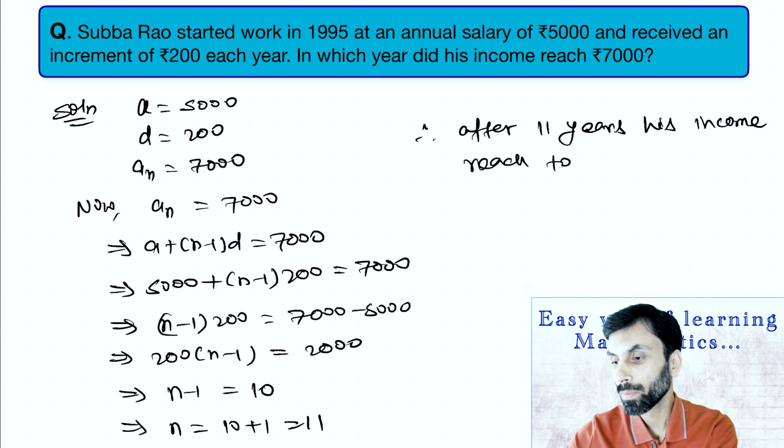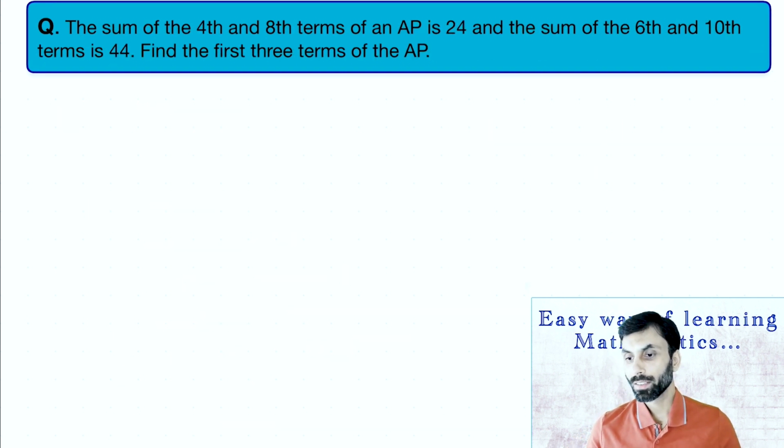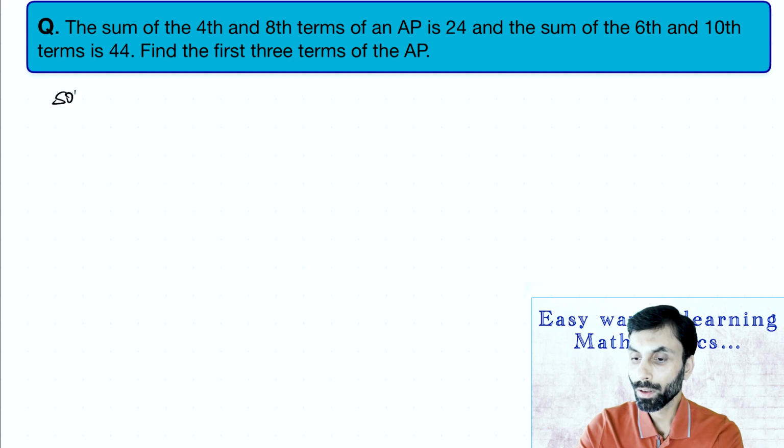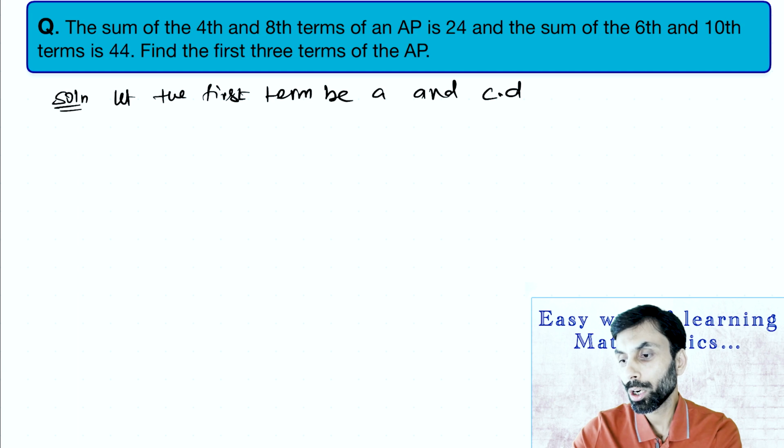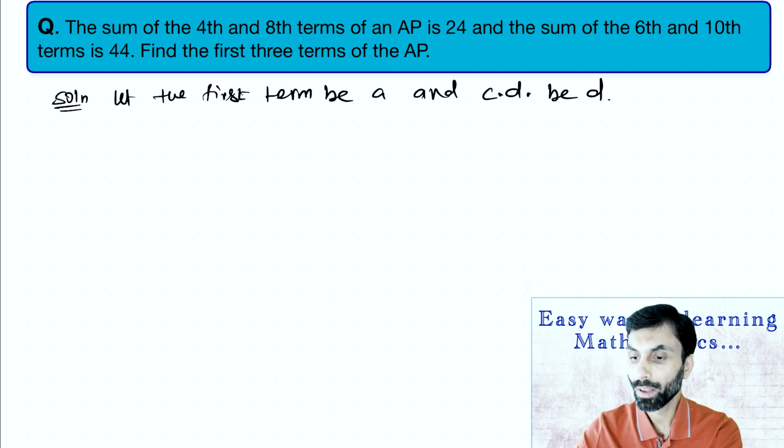reached rupees 7,000. The next question is, the sum of 4th and 8th terms of an AP is 24 and the sum of the 6th and 10th terms is 44. Find the first 3 terms of the AP. So in this case, let the first term be A and common difference be D.